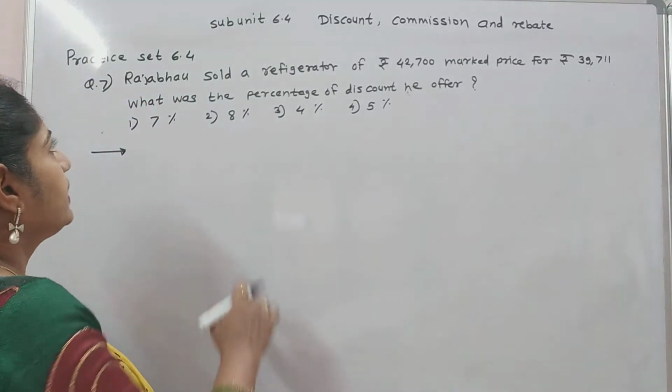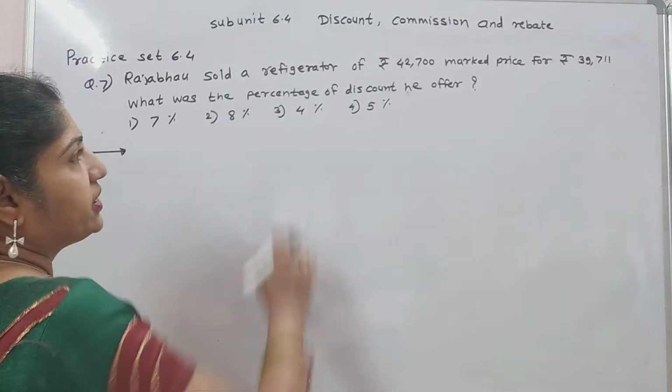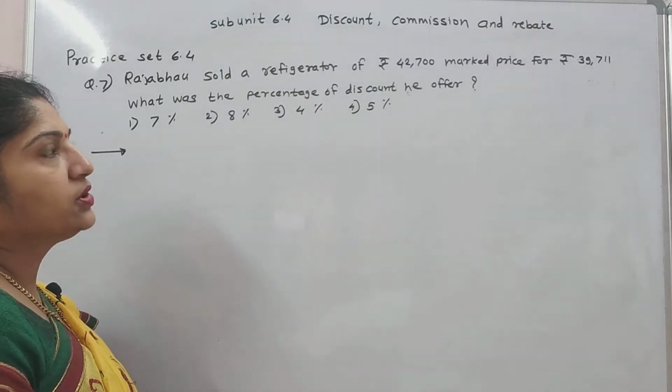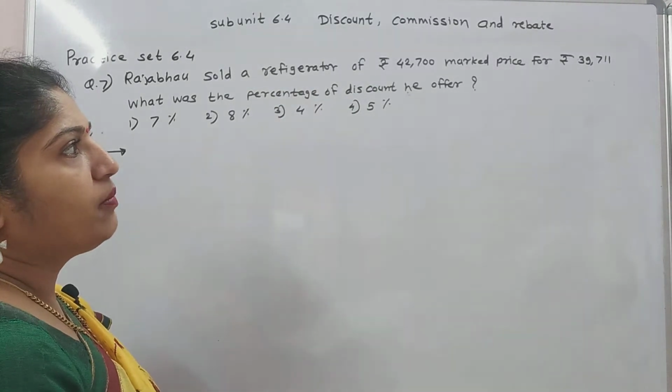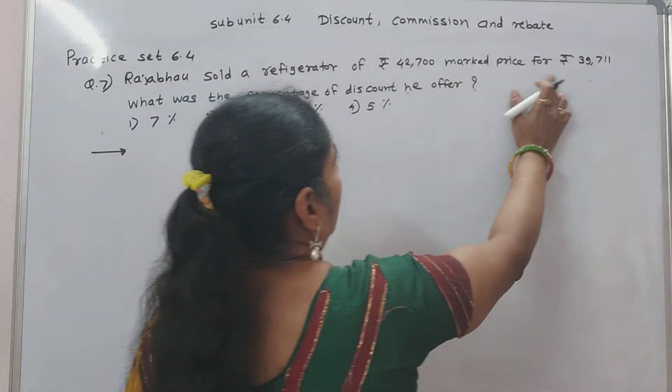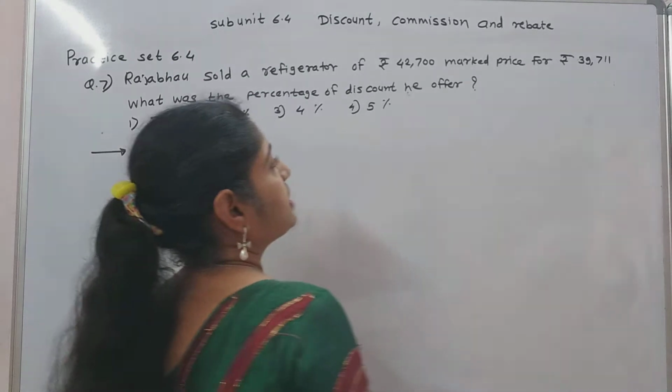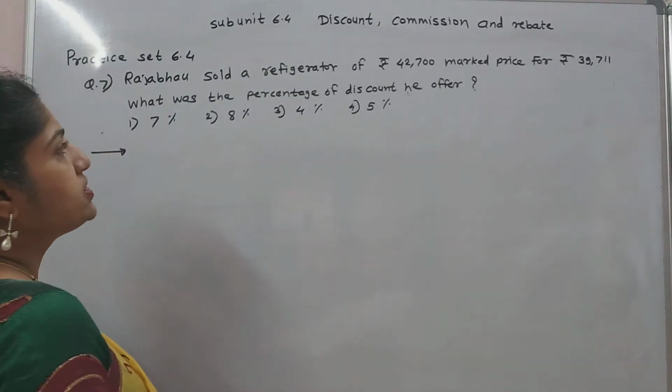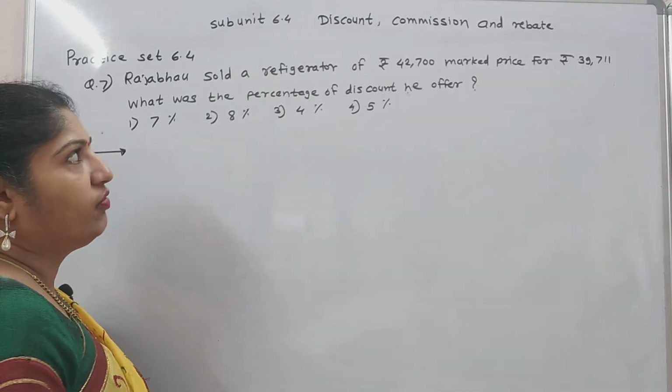Next example. Rajabhau sold a refrigerator of rupees 42,700 and mark price for rupees 39,711. What was the percentage of discount he offered?